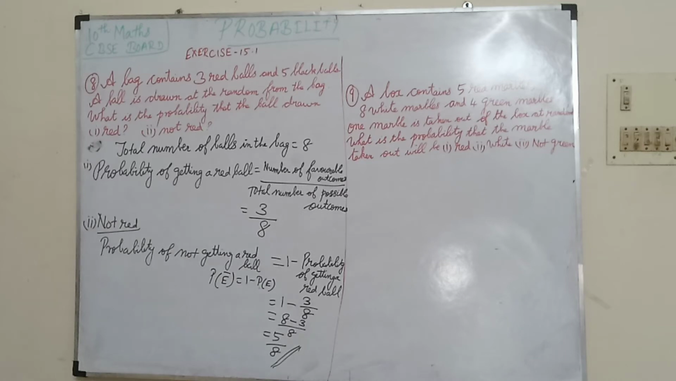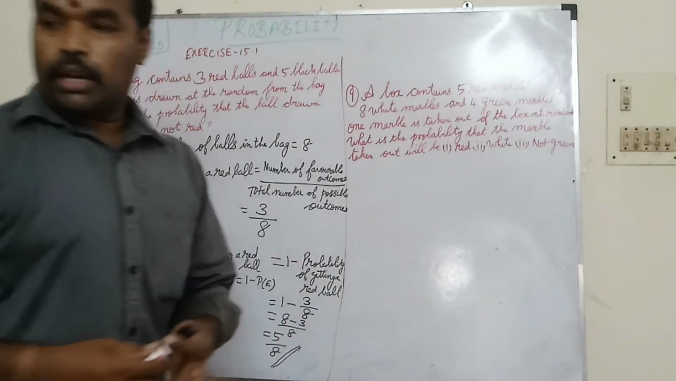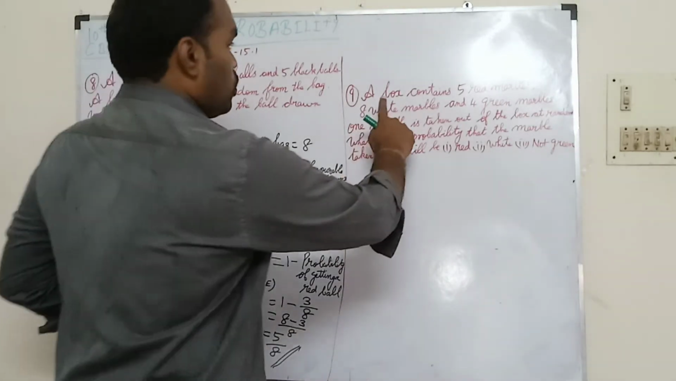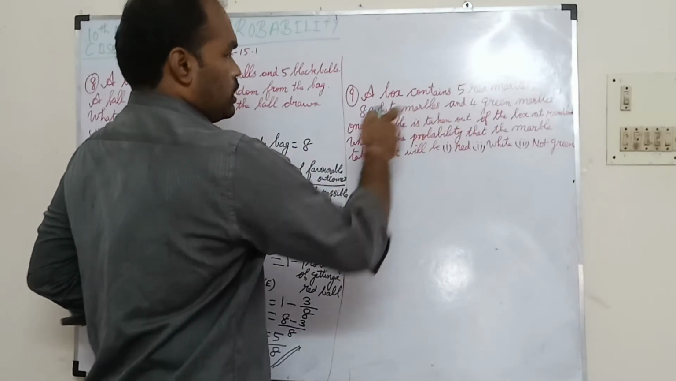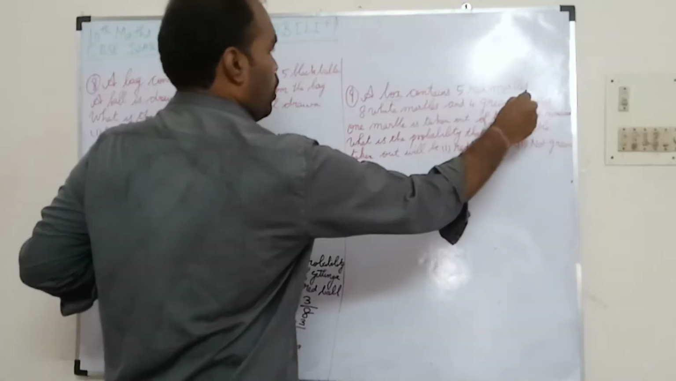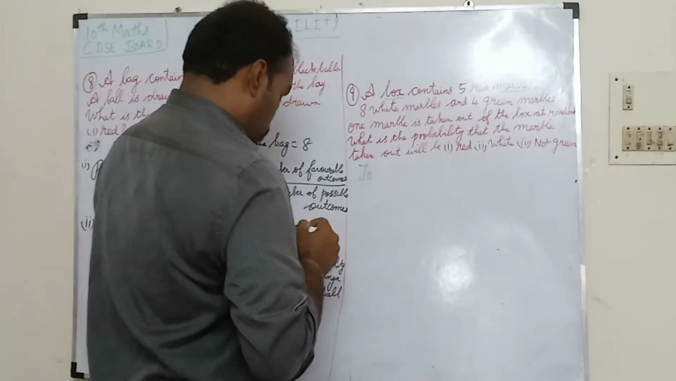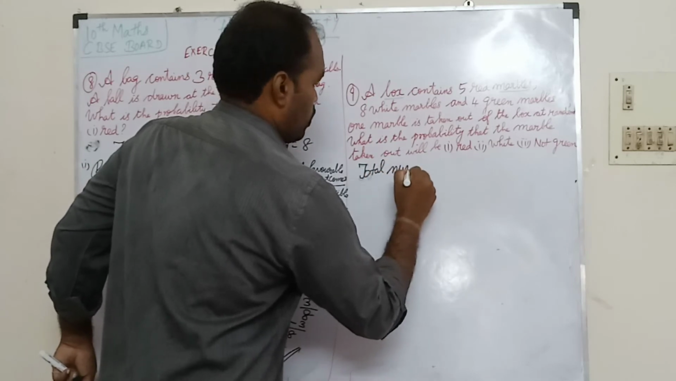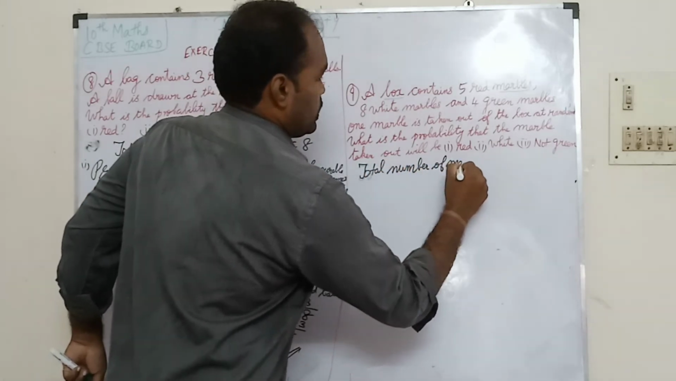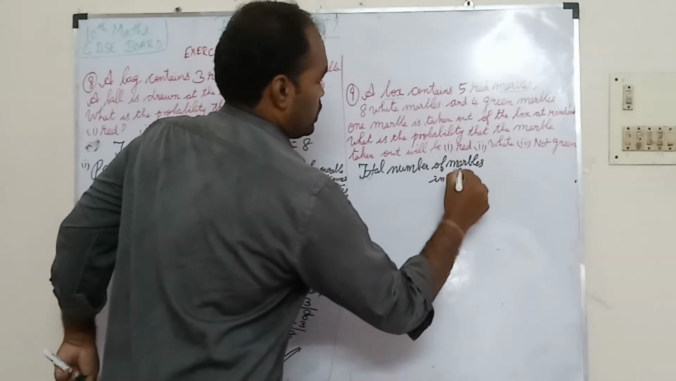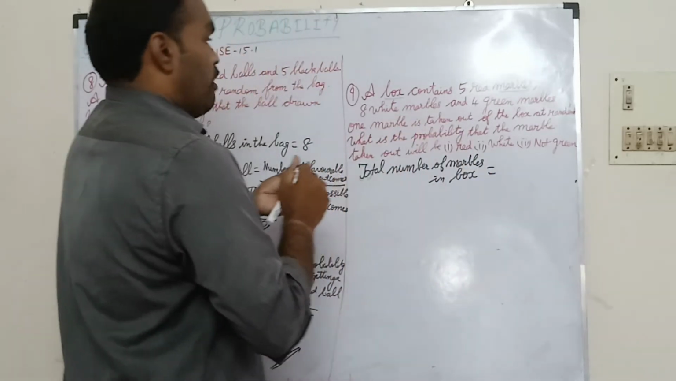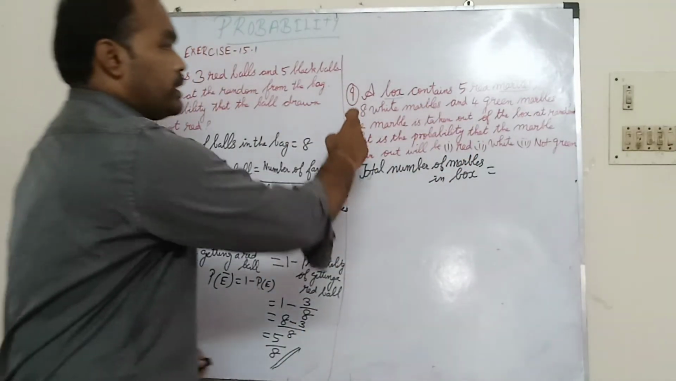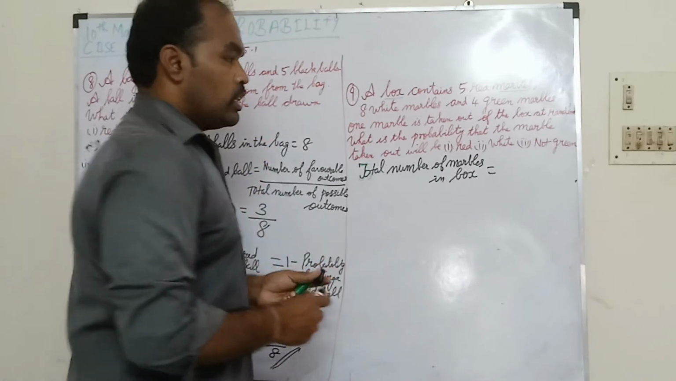So now what we are going to do? Total number of marbles in the box. How much? 5 plus 8 plus 4. How much? 17. 5 plus 8, 13. 13 plus 4, 17.